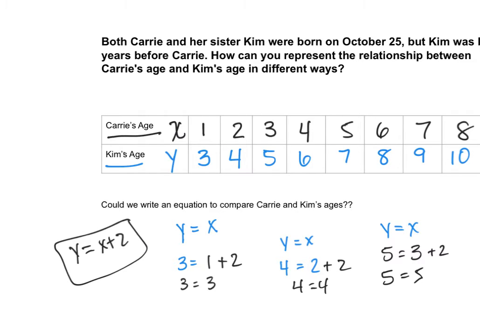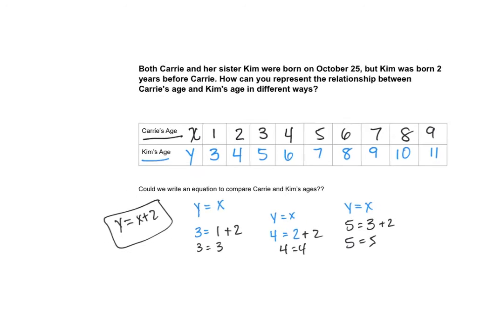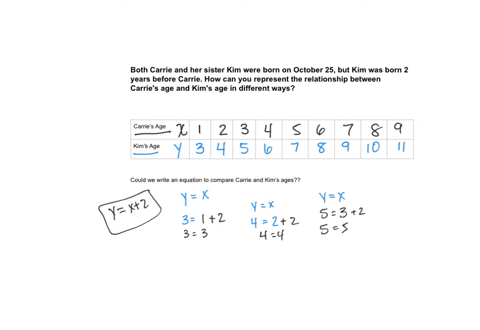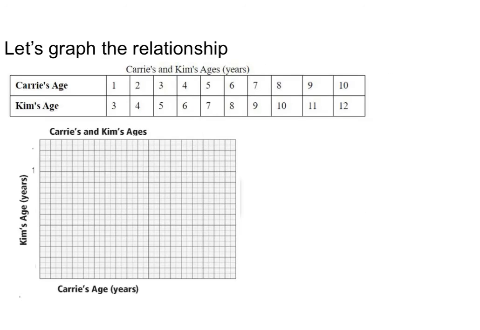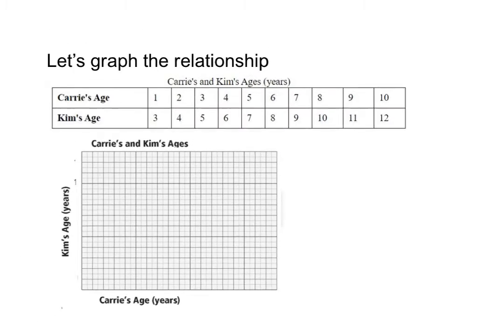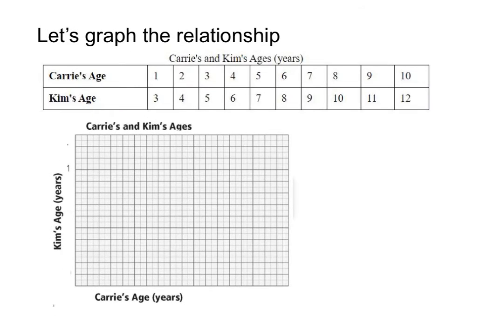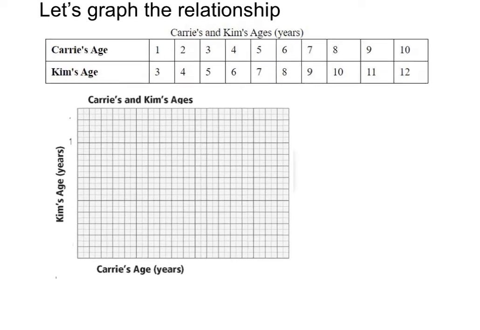Okay. Now, you guys may have seen that right off the bat, that each time there's a 2 difference, you're just adding to the X value to make it equal to the Y value, okay? All right, let's graph the relationship. So now I've added the table that we just came up with up on the top, and let's go ahead and graph it down here.